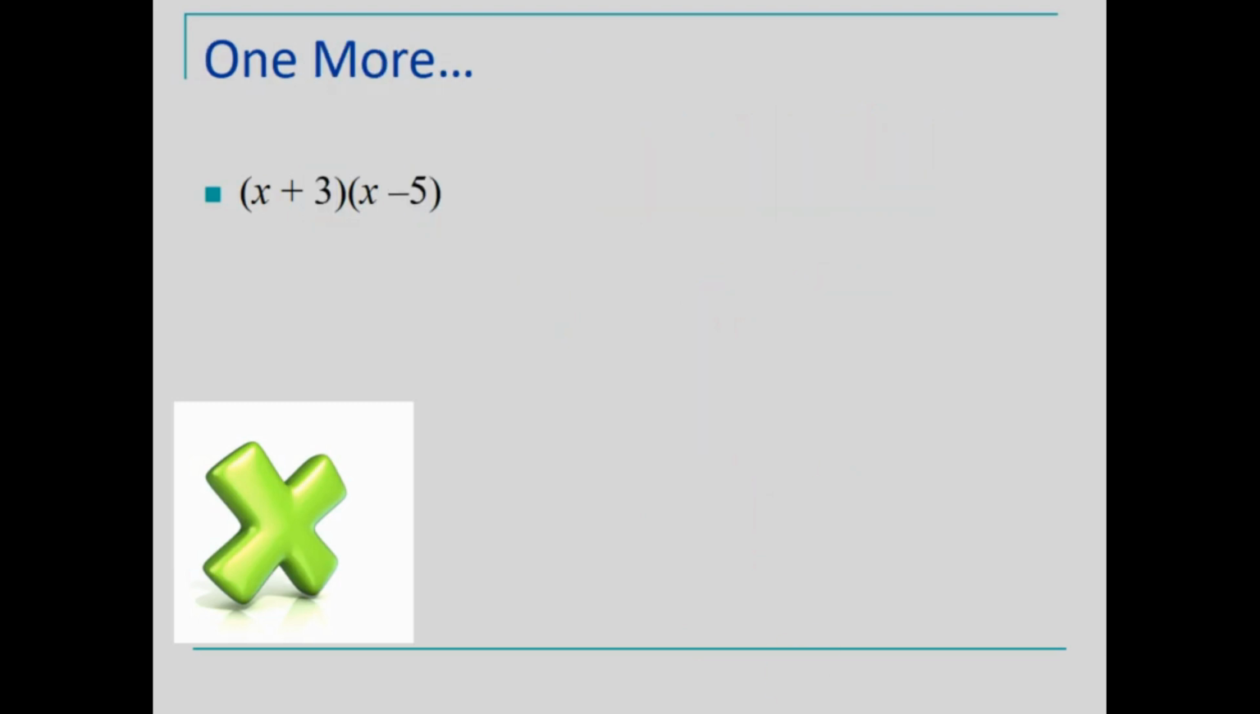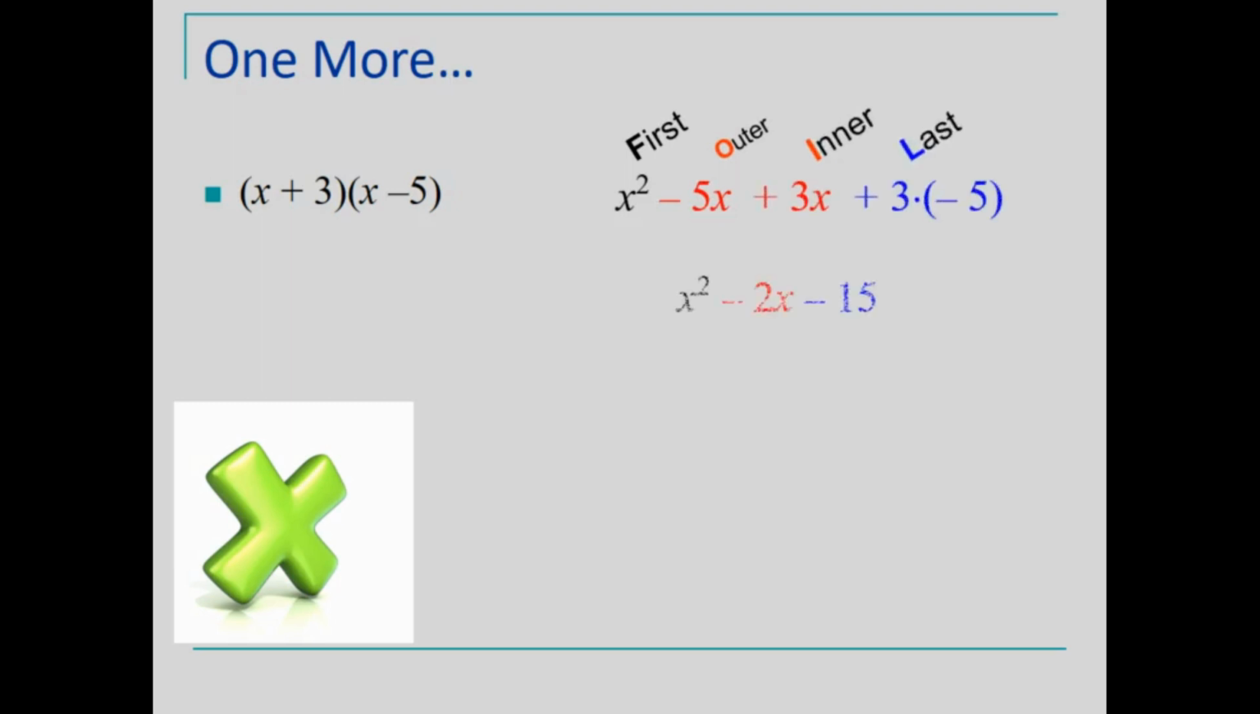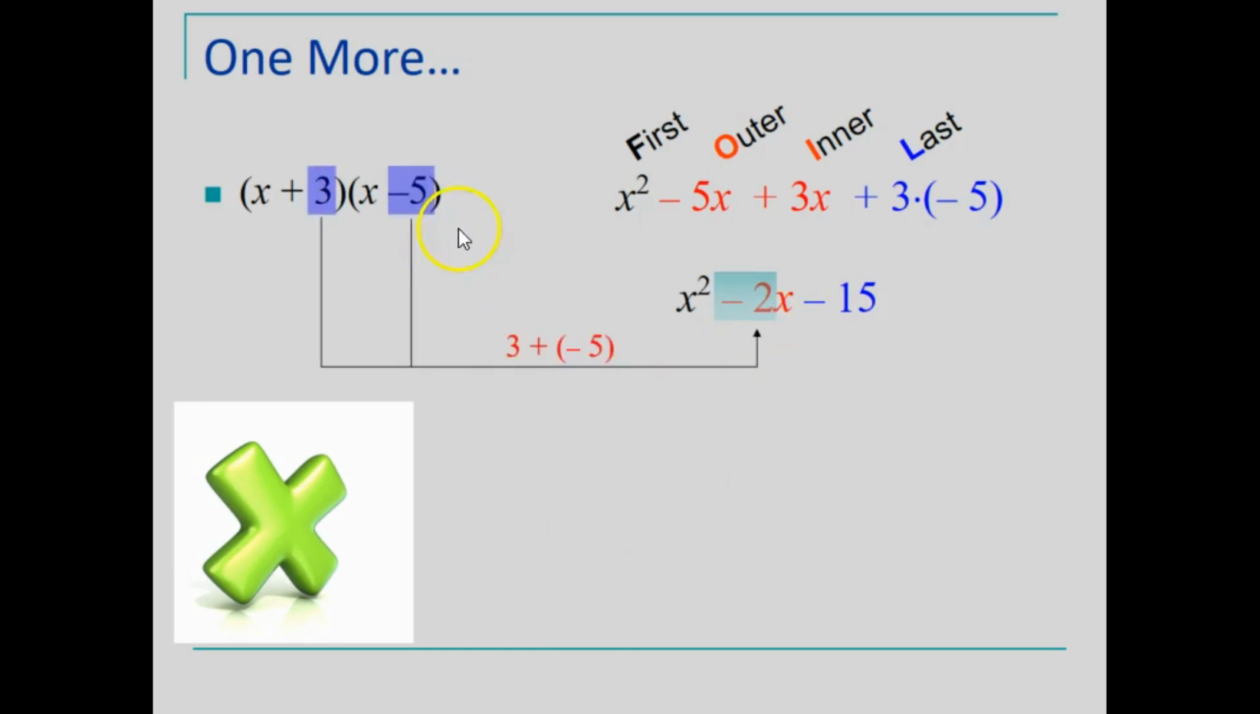Let's take a look at the product of these two binomials, one with a positive and one with a negative. First, we'll multiply the first terms together. Next, outer terms, inner terms, and last terms. Simplifying gives us x squared minus 2x minus 15. The coefficient of the x term in the product of these two binomials is the sum of the constant terms. 3 plus negative 5 results in negative 2.